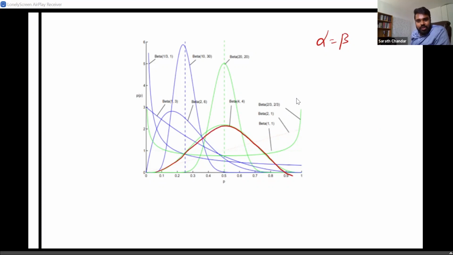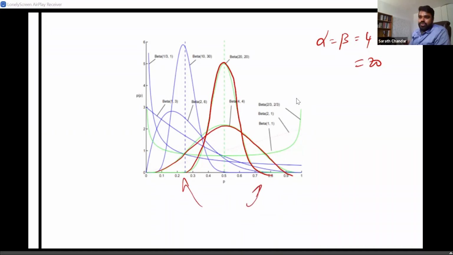Now you can see that as I increase this value, if this is 4, it's like this. If this is equal to 20, it's peaking around 0.5, right? Depending on other values, you could have a peak wherever you want. For example, 10,30 gives a peak which is less than 0.5. Similarly, 30,10 gives you a peak in this direction.